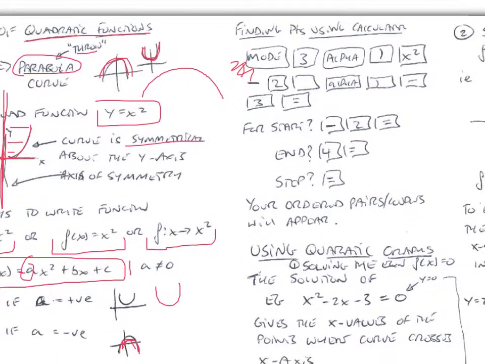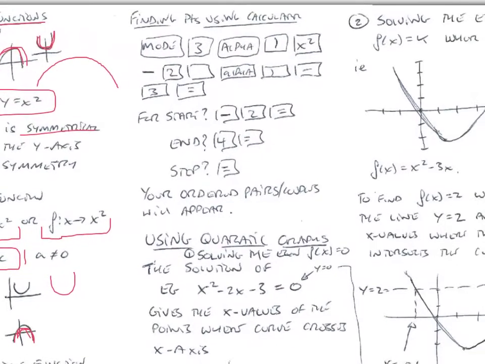Okay, that's what we've put in there. x squared minus 2x minus 3. And you just have to try this yourselves. And you'll be asked for a start. So you type in minus 2 equals.